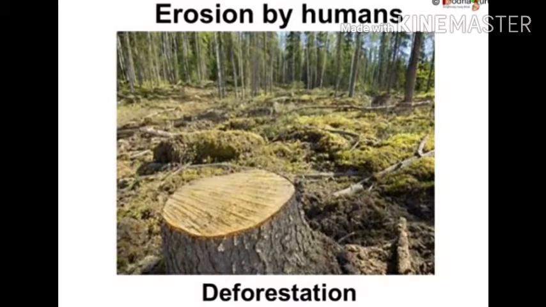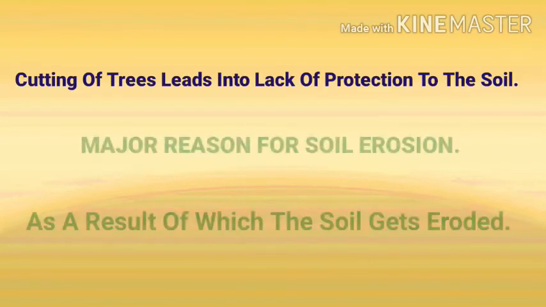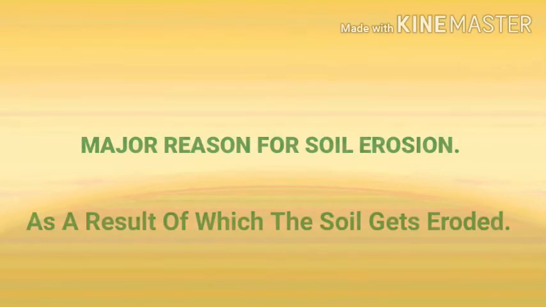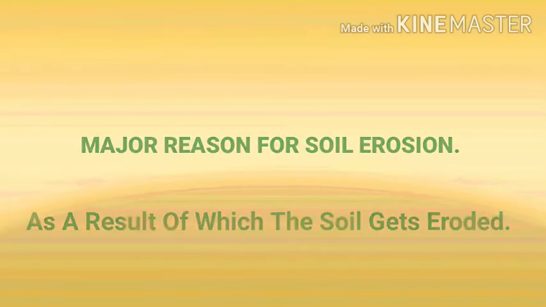Apart from the natural phenomena like wind and water, soil erosion is also caused by human actions. One such action is cutting down of trees, known as deforestation. We all know that roots of the plants have the capacity to hold the soil. So, the protection to the soil by the roots of the plants is removed in case of deforestation, and the soil gets easily eroded by wind or water.